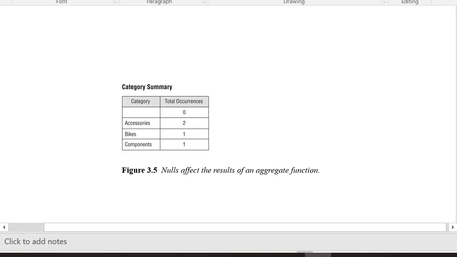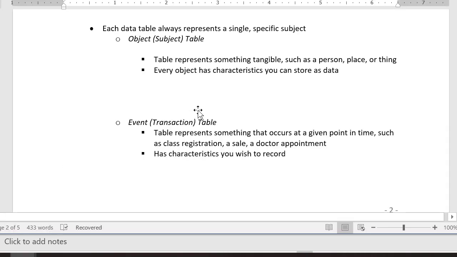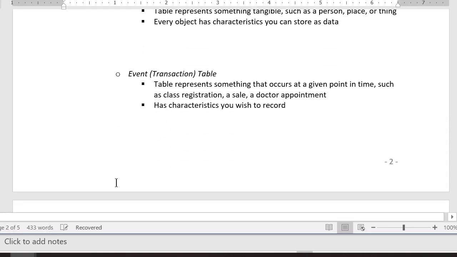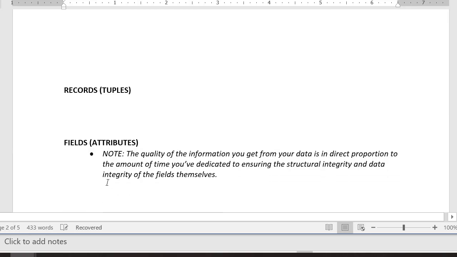And so you need to be careful that when you're looking at a null, what information is it giving you back? And then how are you interpreting that? Or are you interpreting it incorrectly? So I'm going to pause right here, and when we come back, we'll start talking about records and fields.